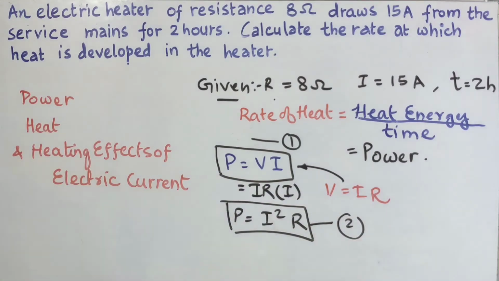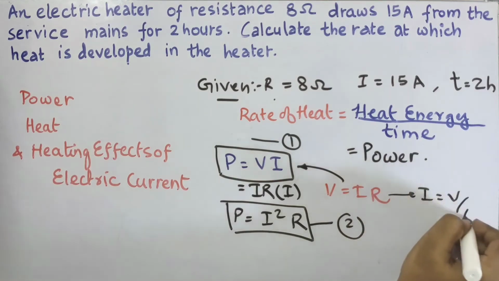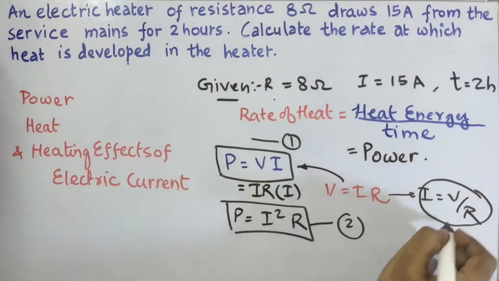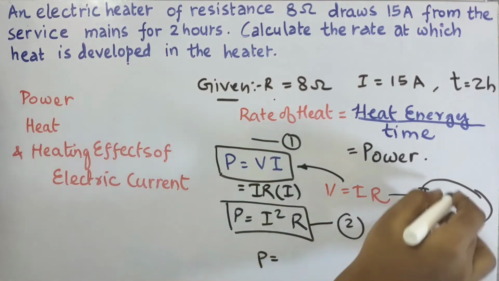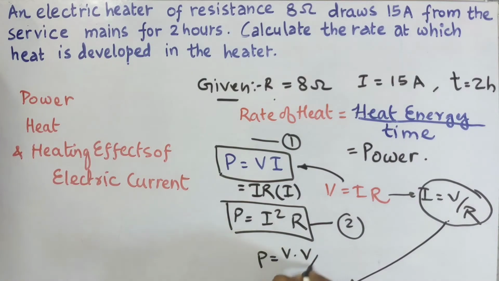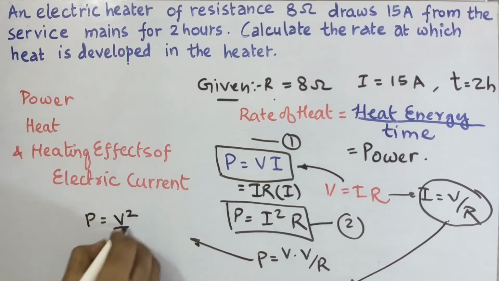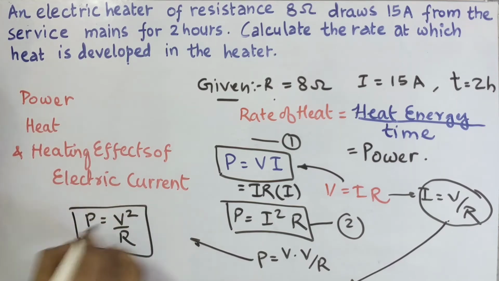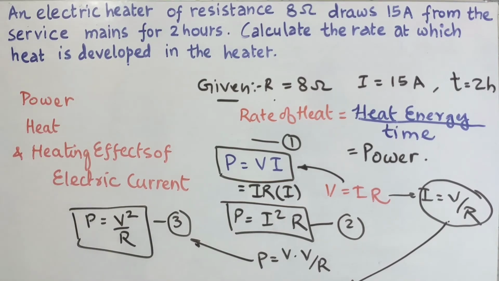Also, from Ohm's law, by putting I is equal to V by R, we can get another formula. So P is equal to, instead of I, I am replacing it by V by R, V into V by R. So this leads us to P is equal to V square by R, and this is equation number 3. So similarly, as equations for heat, we have the equations for power. So there are 3 equations of power.